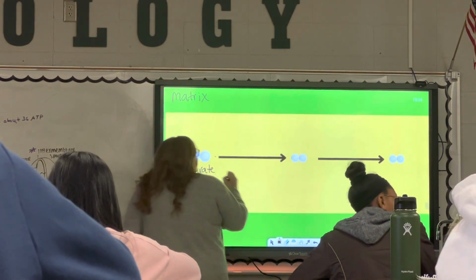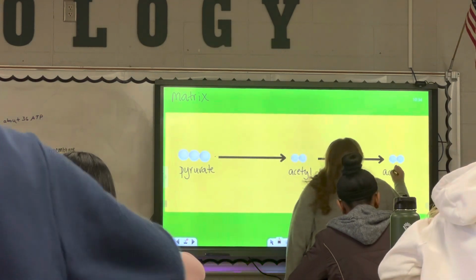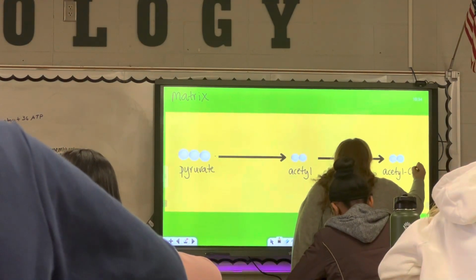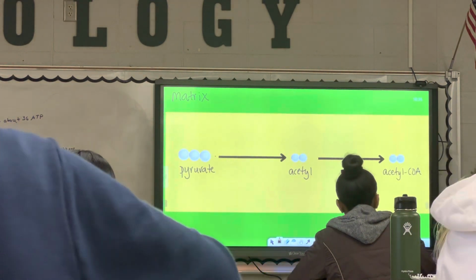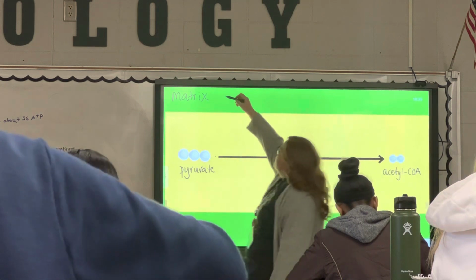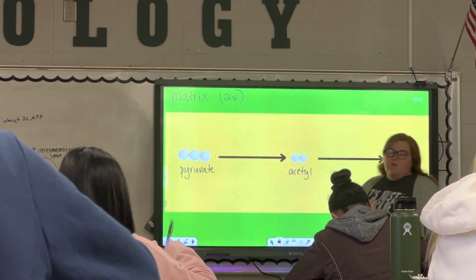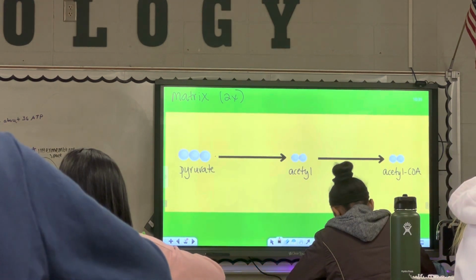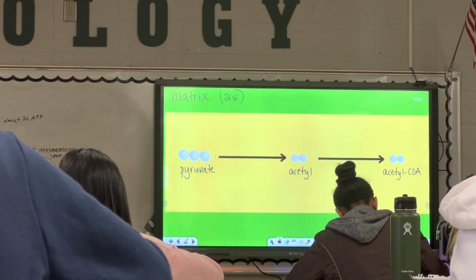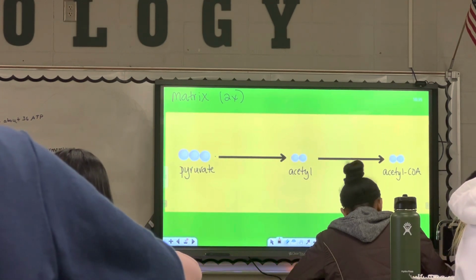How many pyruvate did we make in glycolysis? 2. How many do I have drawn and shown on your paper? 1. So how many times is this going to take place? Twice. So this is going to happen 2 times because there are 2 pyruvates. It's just easier to show one at a time. What do the arrows represent? Enzymes.